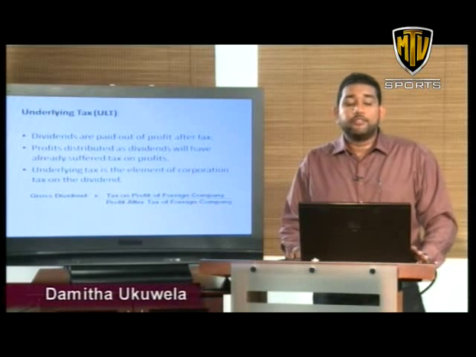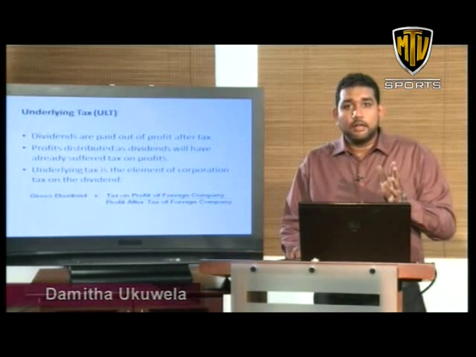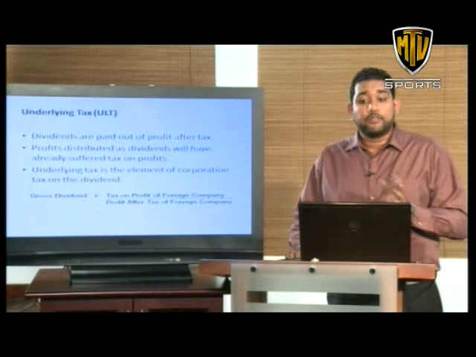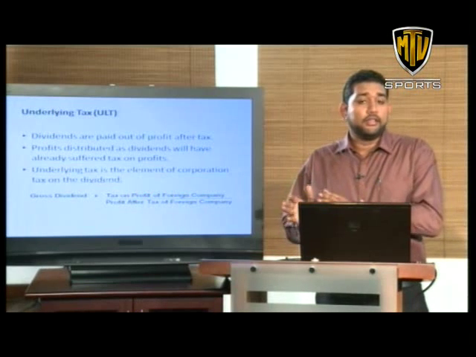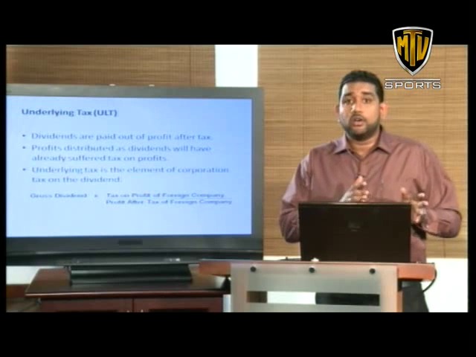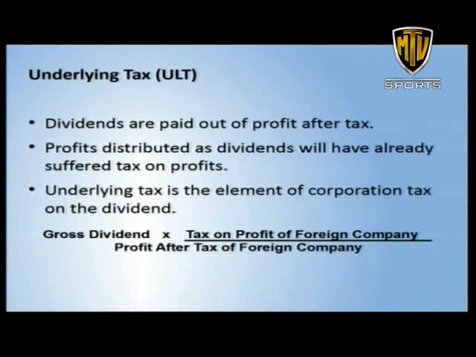As you can see, the formula for calculating underlying tax, which is very important for the examination, is gross dividend multiplied by the tax on profit of the foreign company. Remember, this is the tax of the company that is paying the dividend, not the tax of your company, not the tax of the shareholder. It's the tax on the profit of the foreign company.